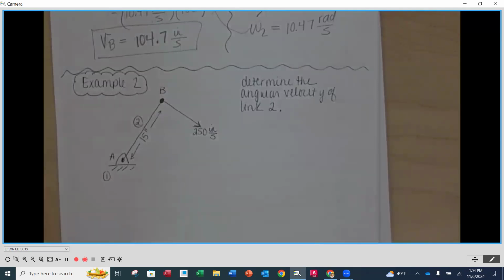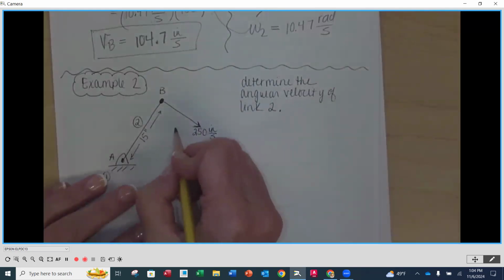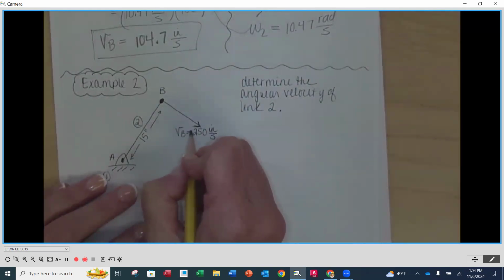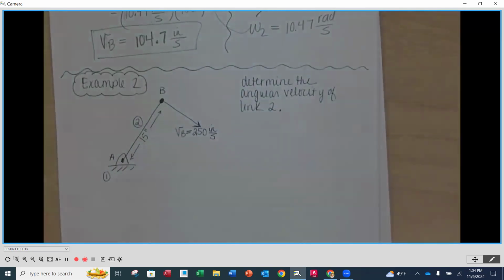Why do I know that VB is 250 inches per second? Why am I pretty certain that the 250 inches per second is the velocity at B? How do I know that? What are some clues or hints that I have? Velocity. Yeah, it has the units of velocity because we know the units of velocity. That's one thing. What's another thing?